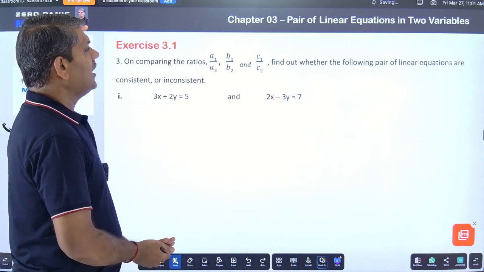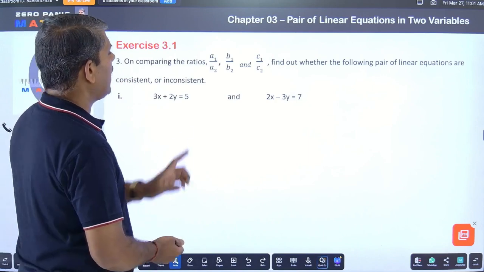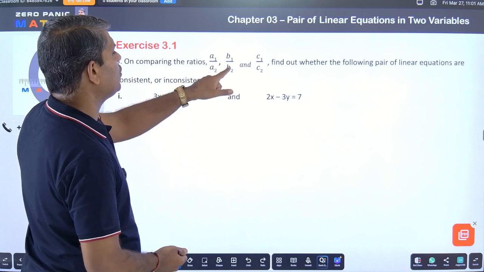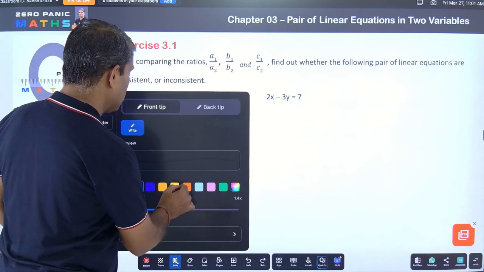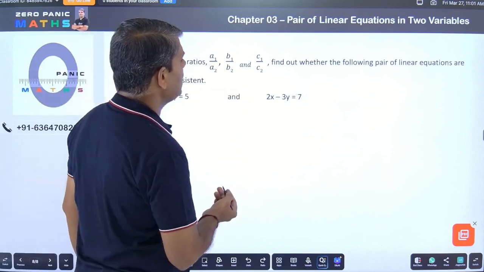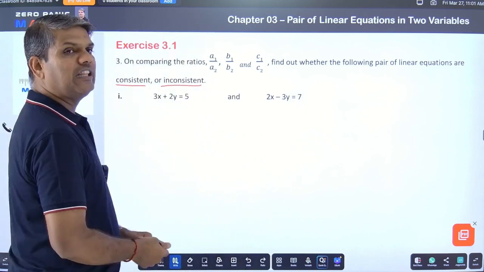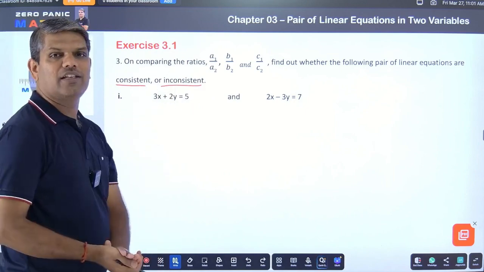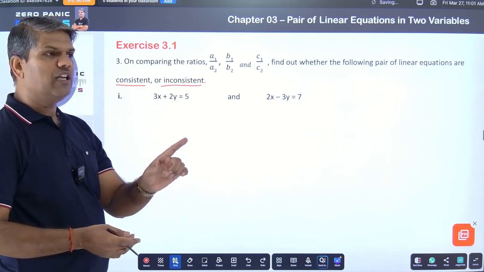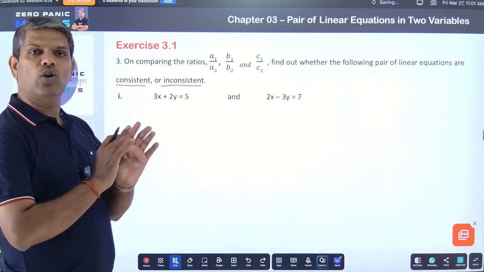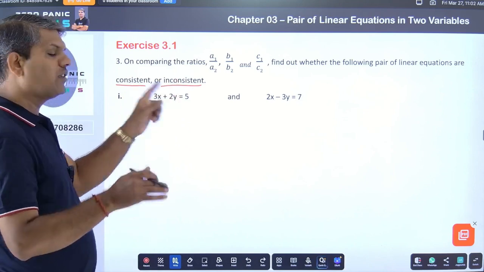So here again in the set of questions 3, we are again dealing with the ratios A1 by A2, B1 by B2 and C1 by C2 only, but here we are finding out something different. We are just saying whether the lines are consistent or inconsistent. And we know the definition of consistent. If they have a solution, they are consistent. If they don't have a solution, they are inconsistent. Lines are parallel, inconsistent. No, then consistent.